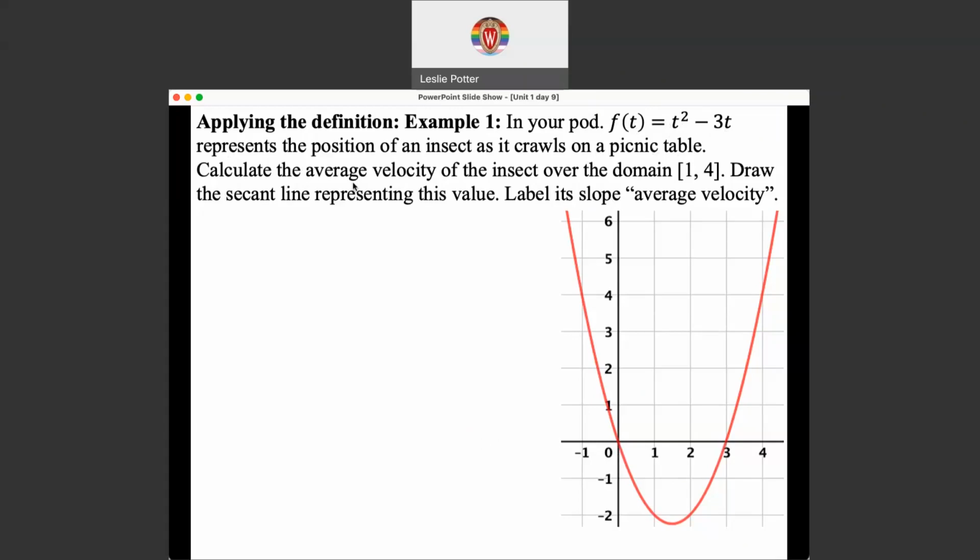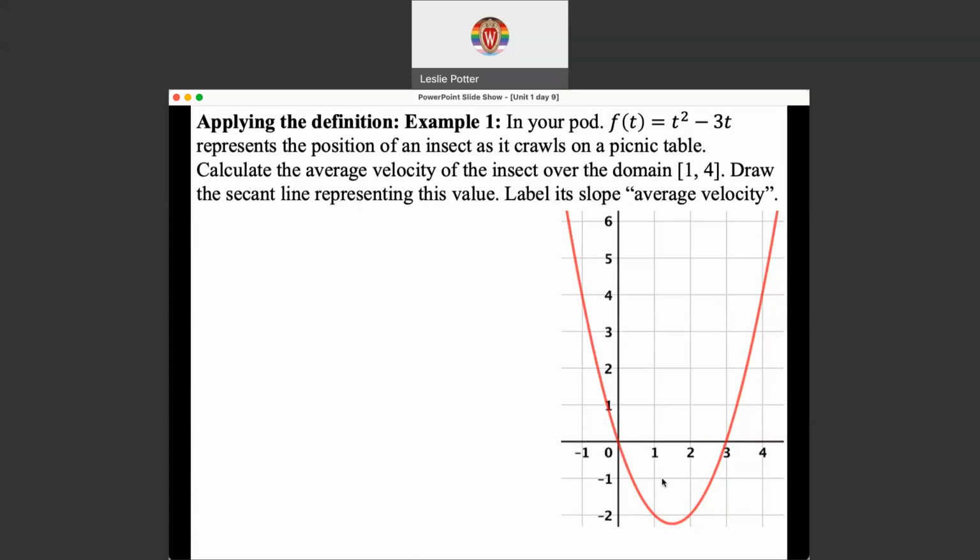Calculate the average velocity of the insect over the domain from 1 to 4. Draw the secant line representing this value. Label its slope as average velocity. So when we talk about the insect, first of all, this is with respect to time, so these negative values don't even apply, right?